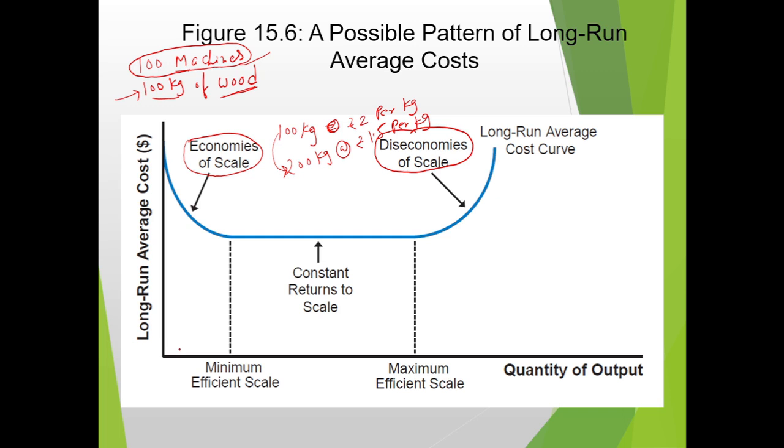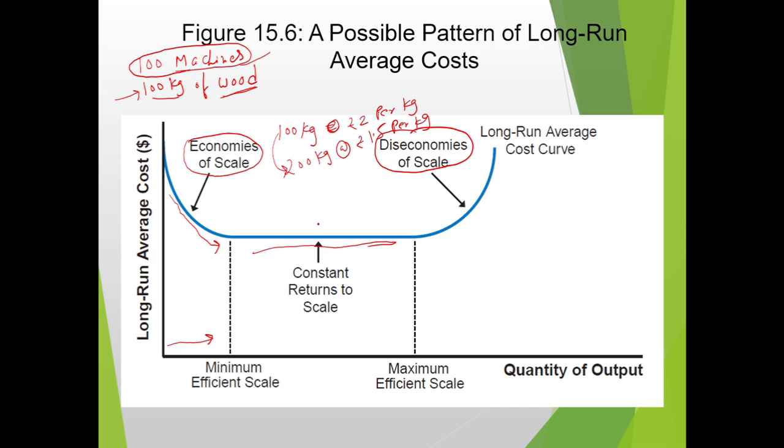So as the quantity of output keeps on increasing, the long run average cost will keep on decreasing. Then we have constant returns to scale, which means that if we increase the quantity of output, right, that will not increase the long run average cost. The long run average cost will be constant, it will not change.